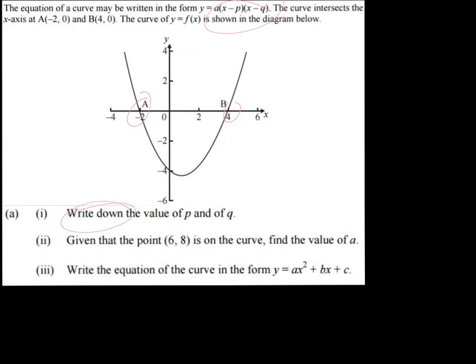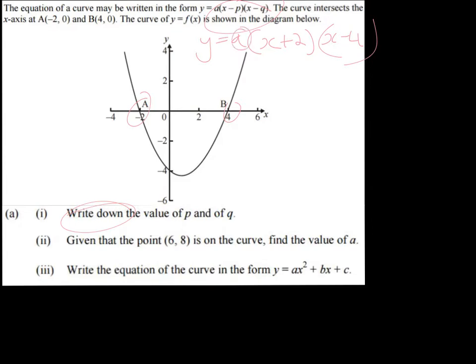And we should recognise from intercept form that this is going to be y equals a brackets x plus 2, x minus 4. So that's just taking the solutions here, x equals -2, and incorporating them into the bracket. Same thing here, x equals 4. If we incorporate that, we can rewrite that as x minus 4. So there's 1 point each for the P and Q.